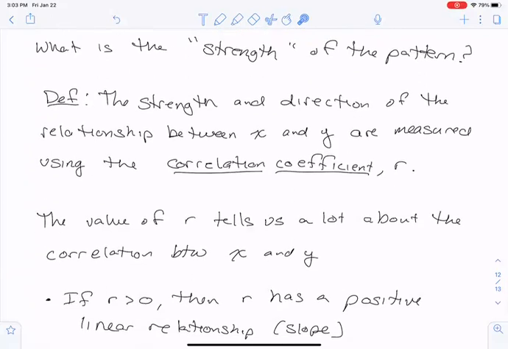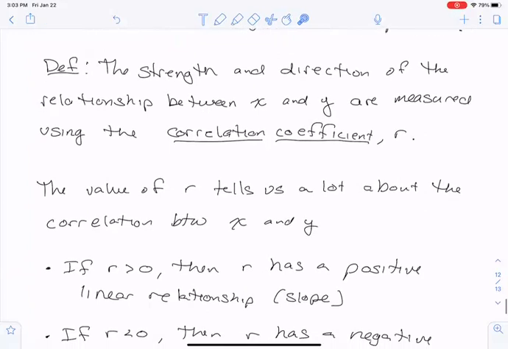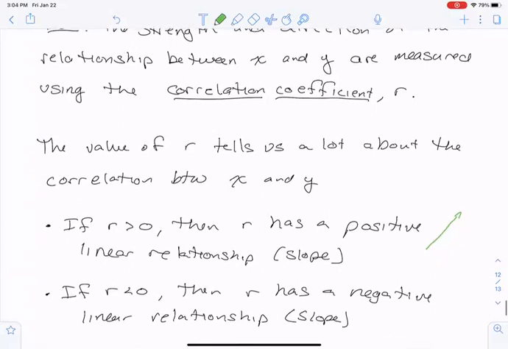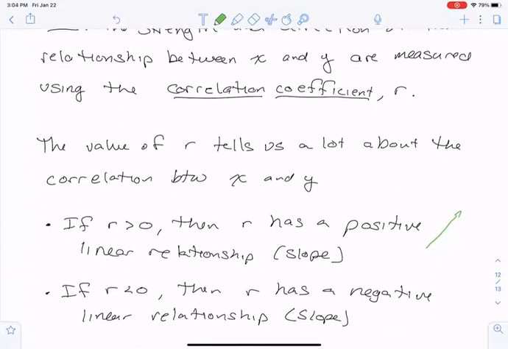If R is bigger than 0, if it's positive, then what that's going to tell us is that there is a positive linear relationship, or positive slope, right? The line is going to somewhat look like this, up and to the right. If R is negative, then it's going to have a negative linear relationship, or a negative slope, right? As we go further along the x-axis, the y-axis values are going to shrink down.